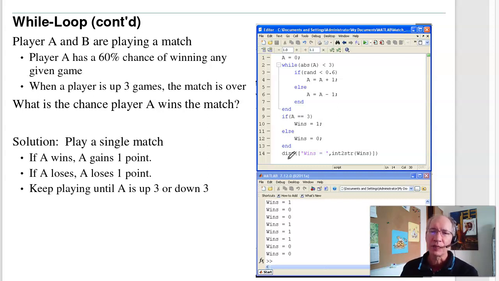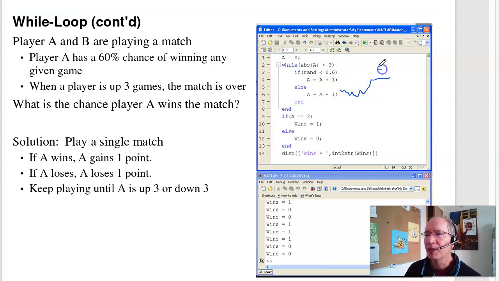I can solve that in Matlab. First, play a single match. So let's start out at 0 points. Keep playing until somebody's at +3 or -3. For any given game, 60% chance A wins, I'll add a point. Otherwise, I subtract a point. So I'm going to be kind of doing a random walk.